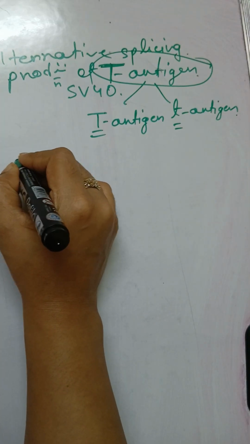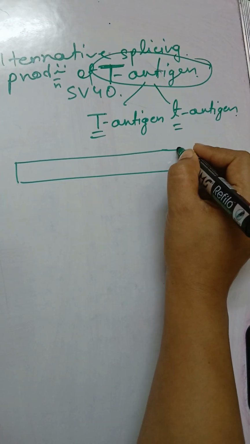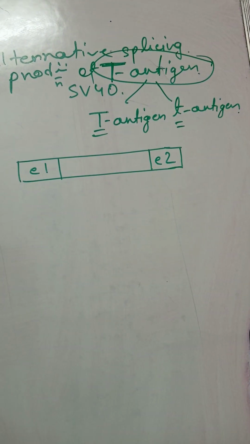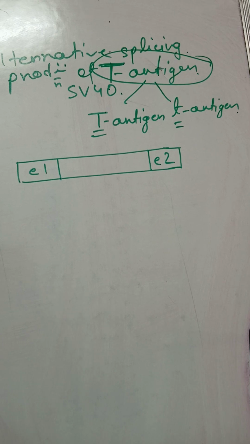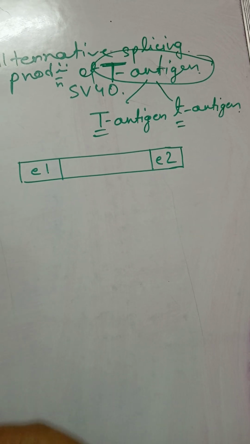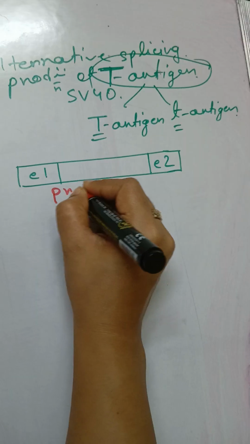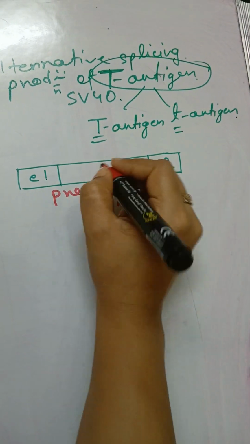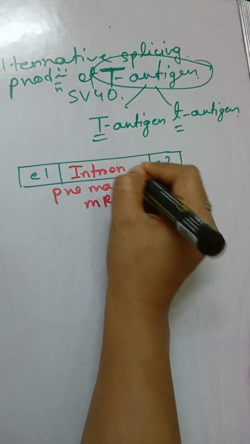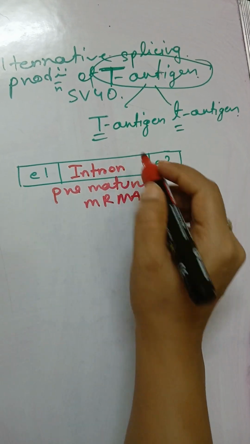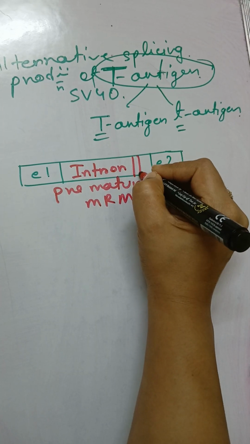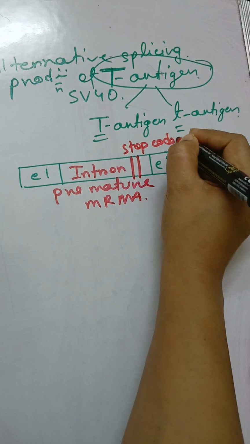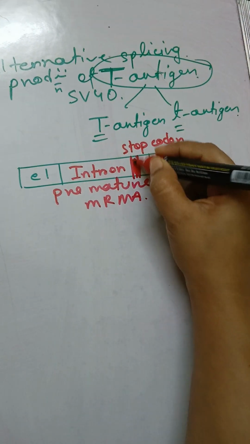Suppose the T antigen gene has two introns, intron 1 and intron 2. This is a conventional T antigen genome. Now after transcription, this is the premature mRNA, and this is the intron. This intron has a stop codon.